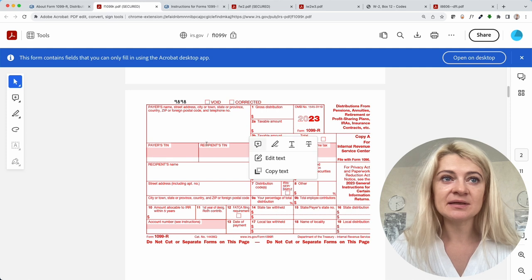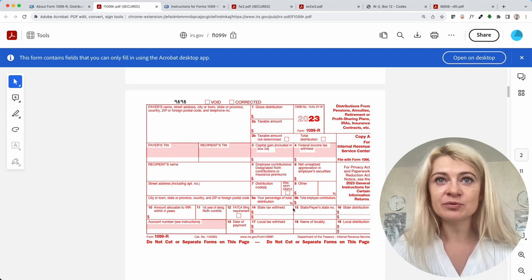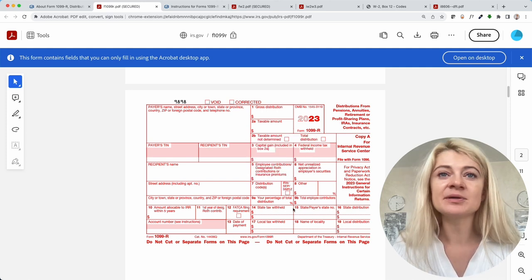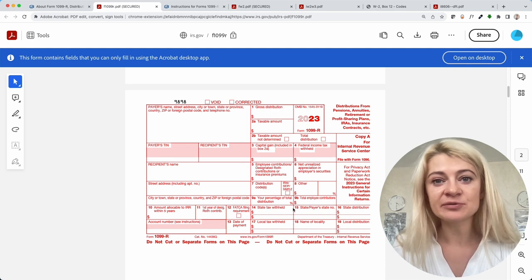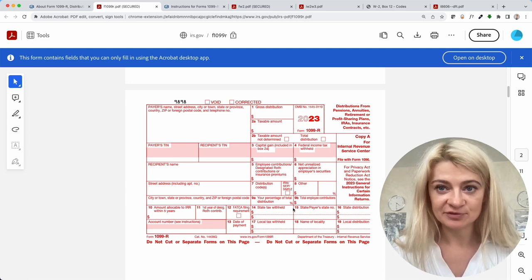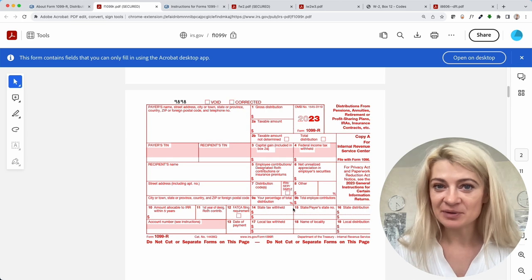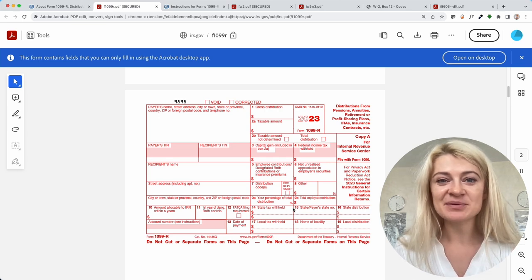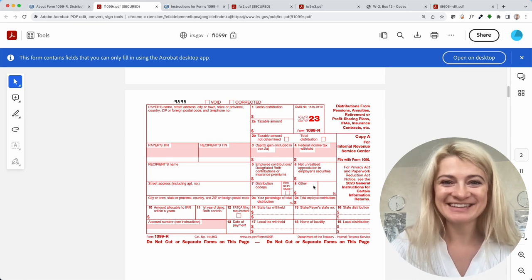So that's pretty much all about what Form 1099s are. Now we're going to switch to how to enter it in the tax software. Let me know if you have any questions on this, and let's switch to the tax software.